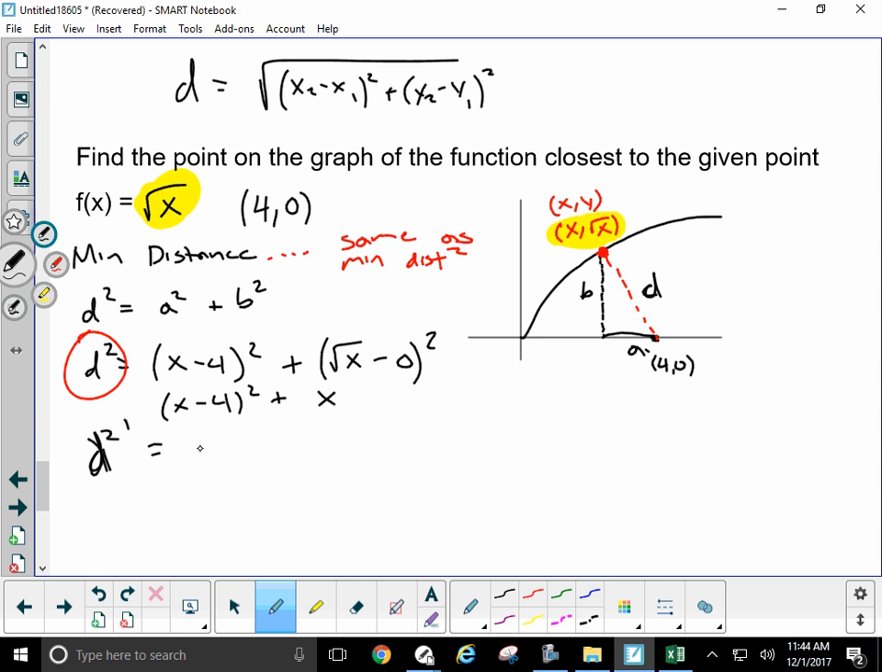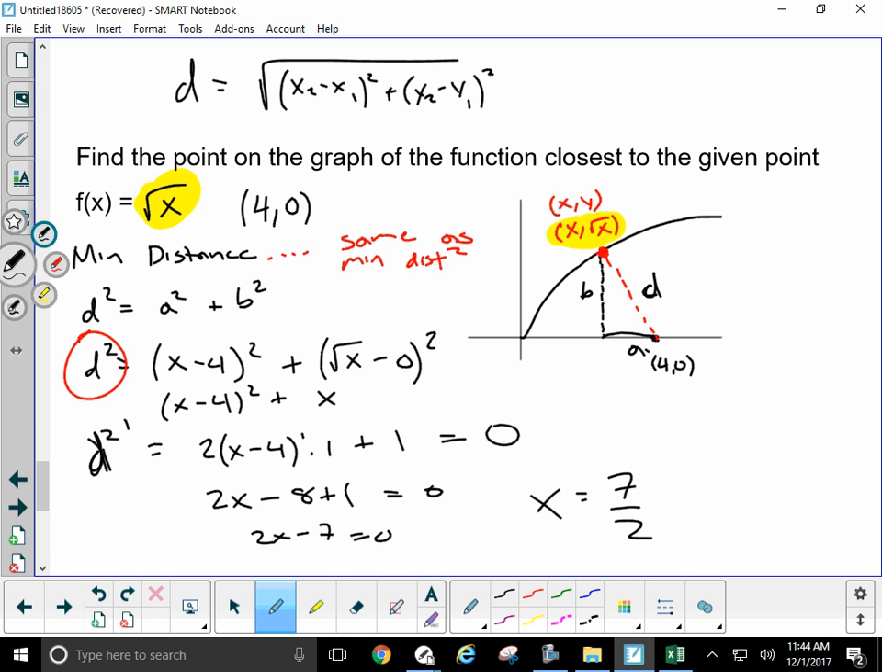And let's take the derivative now. Using the chain rule, I'd have 2 times x minus 4 to the first times 1. The derivative of x is 1. Set this equal to 0. I get 2x minus 8 plus 1 equals 0. 2x minus 7 equals 0. Turns out, when x is 3.5, and this point here is 3.5 comma root 3.5, that point will be closer to the point (4, 0) than any other point on the entire graph of root x.